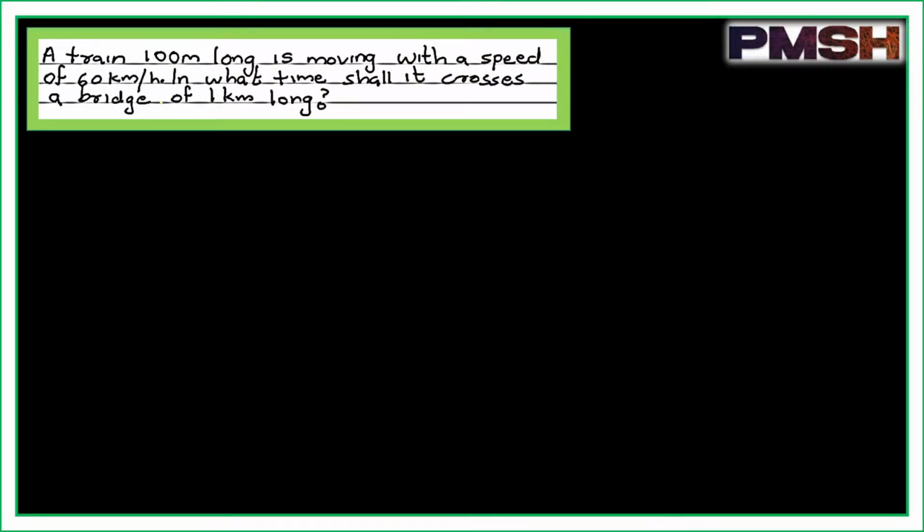Here is the next question for us. A train 100-meter long is moving with a speed of 60 km per hour. In what time shall it cross a bridge of 1 kilometer long? Okay, so the question is very clear and I will explain the question using a figure. So let us consider a bridge. Okay, this is a bridge and the length of this bridge is given to be 1 kilometer. You have to convert it into the SI unit, that is 1000 meters, right?